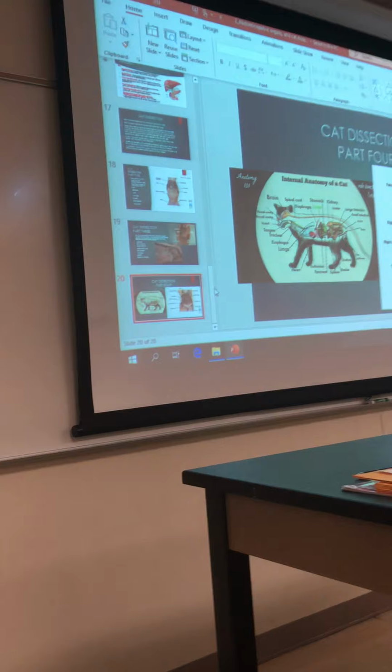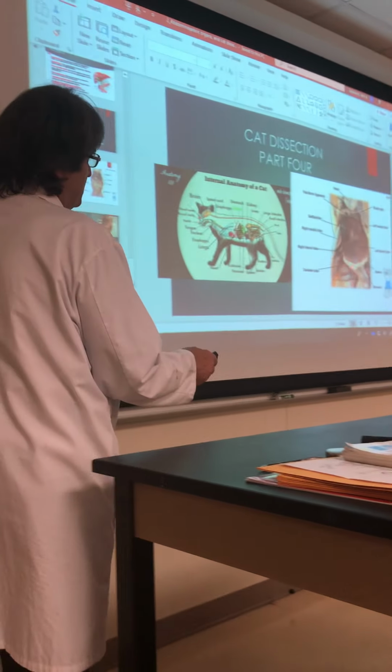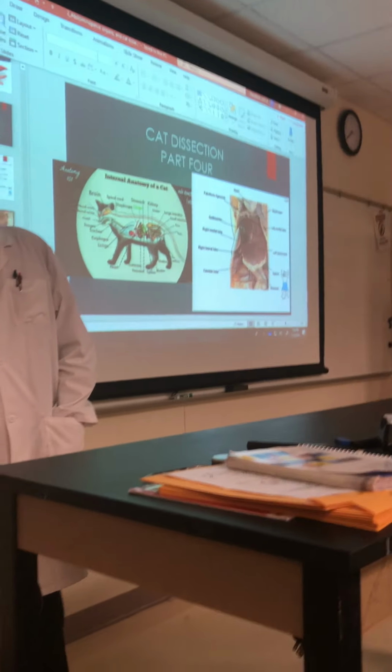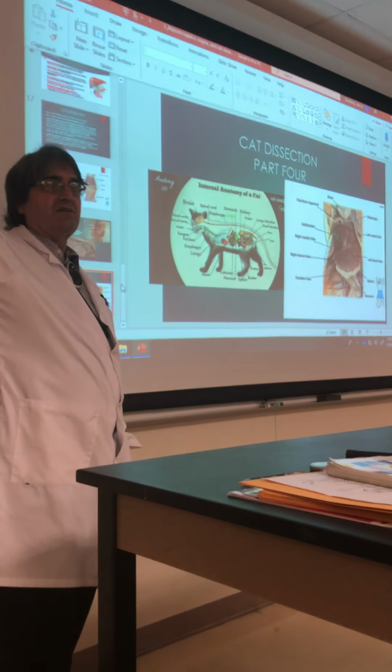Yeah, we did that one. But remember, the stomach can look very different from cat to cat. Any questions about the organs of the abdominal pelvic cavity in cats or any of the human specimens? Because we're done with this.